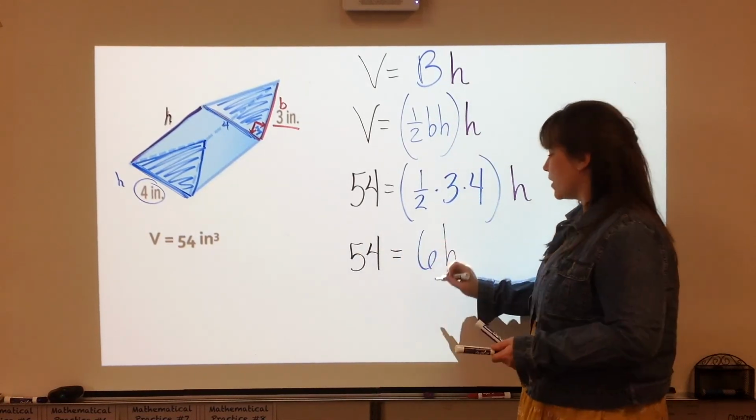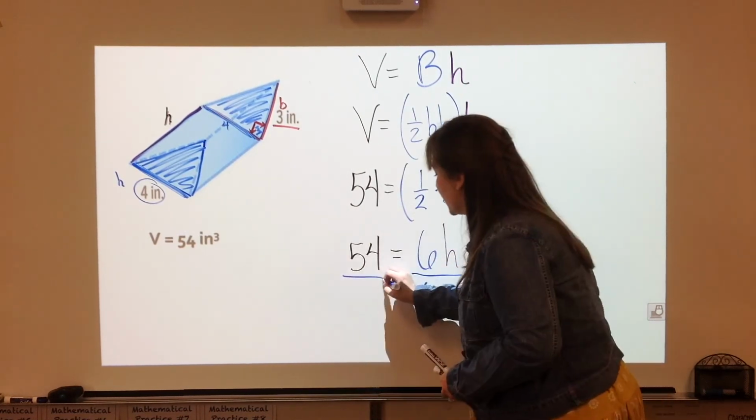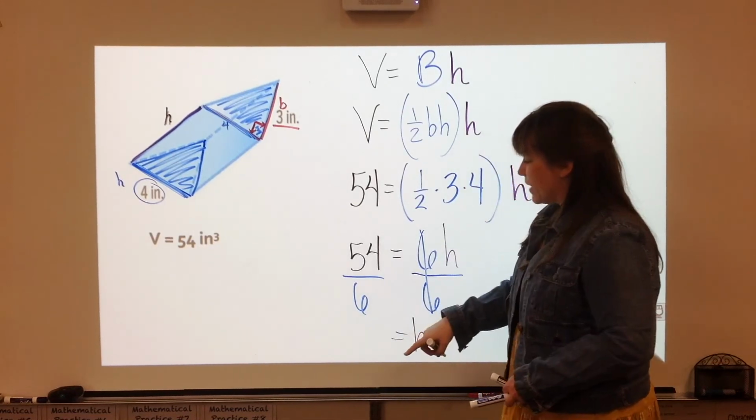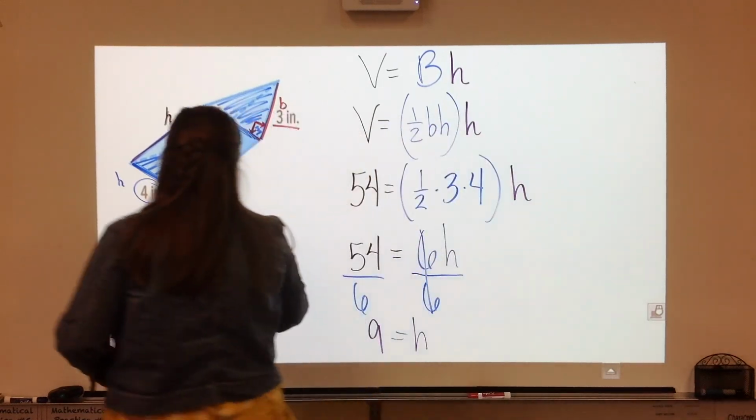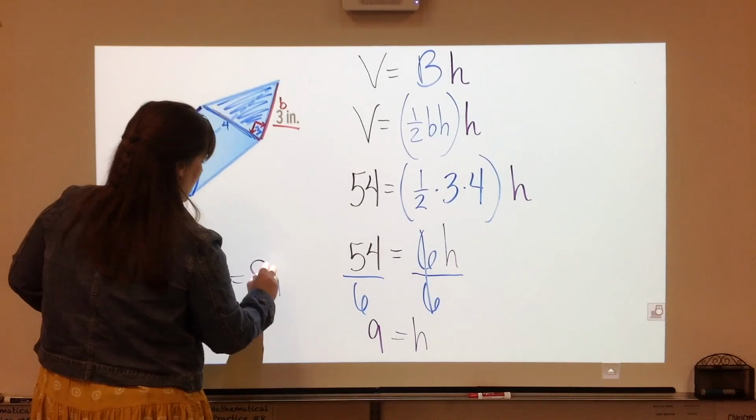How do you get rid of this? You have to divide by that coefficient of 6 on each side. That goes away, so you're left with h. When you divide this, it becomes 9, making the height of our entire three-dimensional triangular prism 9 inches.